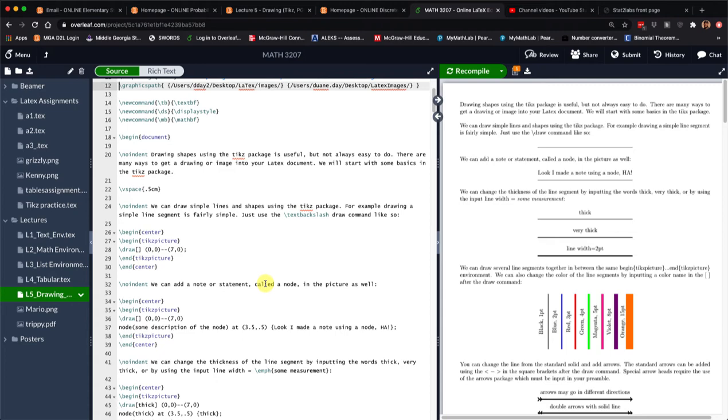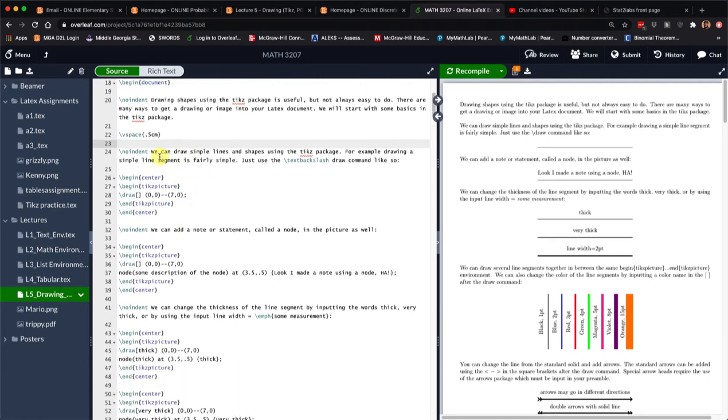There are many ways to get a drawing or an image into LaTeX. We'll start with the Tikz package. The first part of our PDF, all this stuff is done in Tikz. Over here in my document, below those first worded sections, we can simply draw lines and shapes using the Tikz package. For example, drawing a line segment is a pretty simple thing to do. We just use the \draw command, like so.